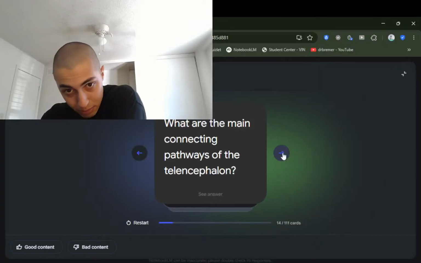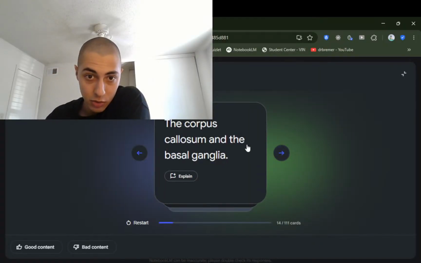What are the main connecting pathways of the telencephalon? The corpus callosum and the basal ganglia.